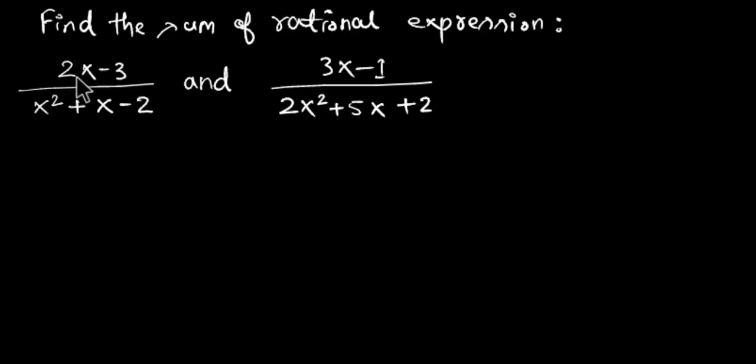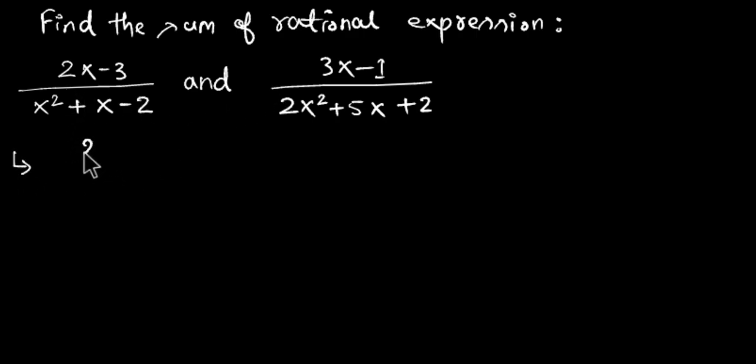So today's question is: find the sum of the rational expressions (2x minus 3) upon (x square plus x minus 2) and (3x minus 1) upon (2x square plus 5x plus 2). So we have to find the sum of these two fractions, and the fractions are in the form of polynomials. Let's see how we find the sum of these two terms.